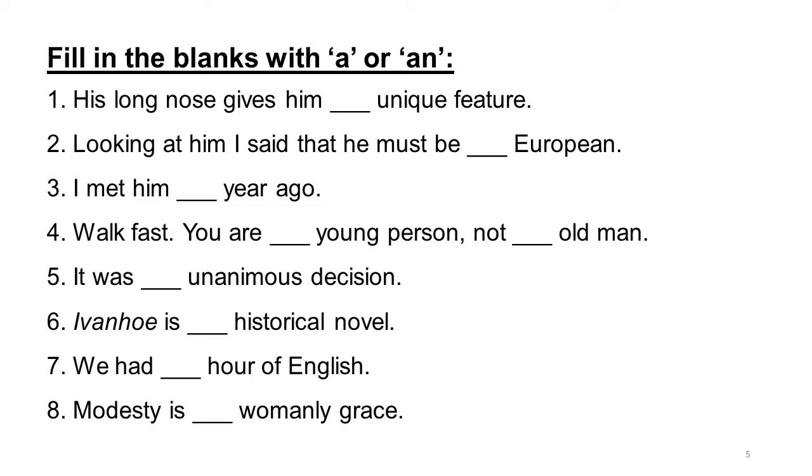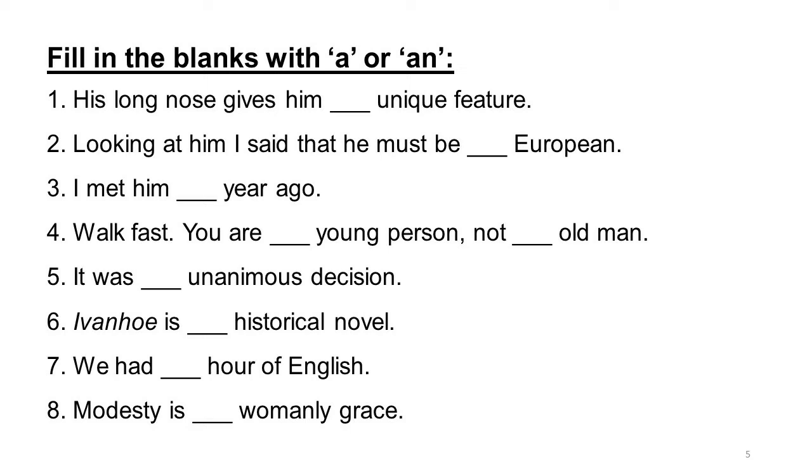So we have unique, European, year, young person, old man, unanimous decision, historical novel, hour, and womanly grace. Now keep in mind, we are only considering the sound here, and when I say sound, we refer to consonant sounds and vowel sounds because we are discussing the use of articles here. Now we are not going to look at the letters, so you might see a vowel letter there, but the pronunciation or the sound there might be that of a consonant letter.